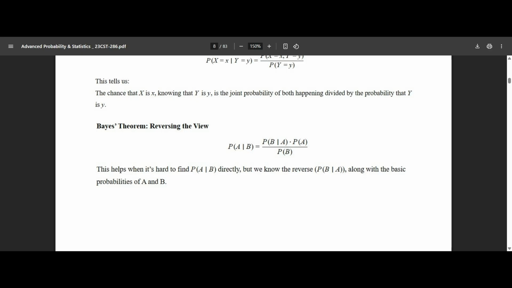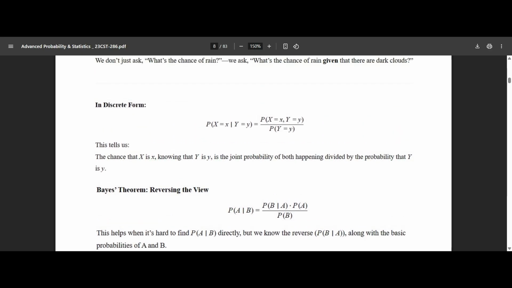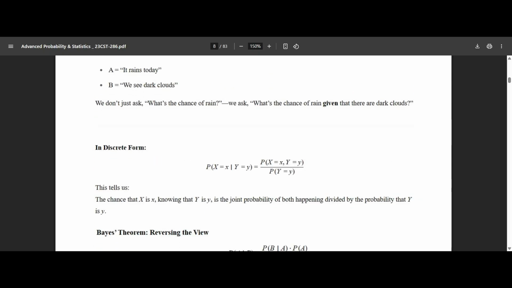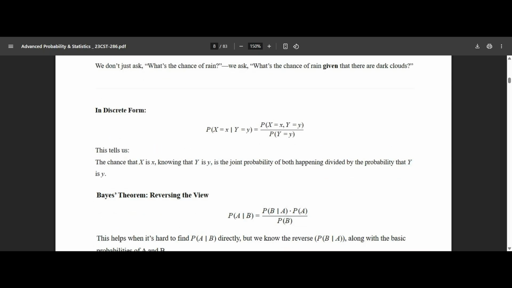So this Bayes' theorem helps us when it's hard to find P of A by B directly, but we know P of B by A along with the basic probabilities of A and B. So if in the question you are given P of B, P of A and P of B by A, all three, but you don't have any clue about P of A intersection B, you can find it using this. And also, equating this equation with this one, we can find that P of B by A into probability of A is equal to probability of A intersection B. Okay.